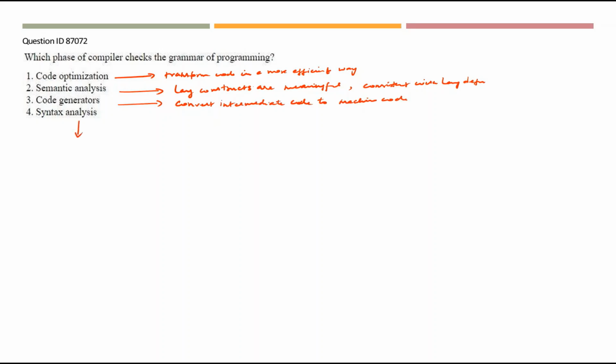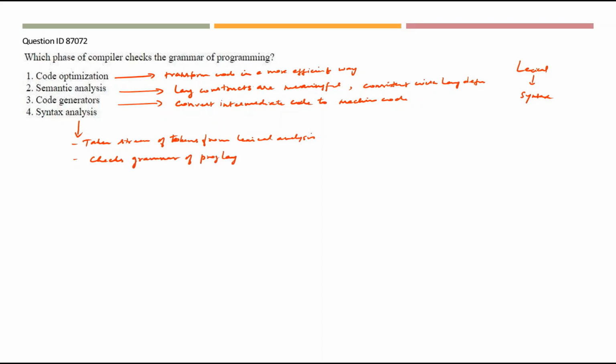What is syntax analysis? If you take the compiler phases, it will start from lexical analysis and then move to syntax analysis. This syntax analysis phase takes a stream of tokens from the lexical analysis phase and checks whether they comply with the grammar of the programming language.